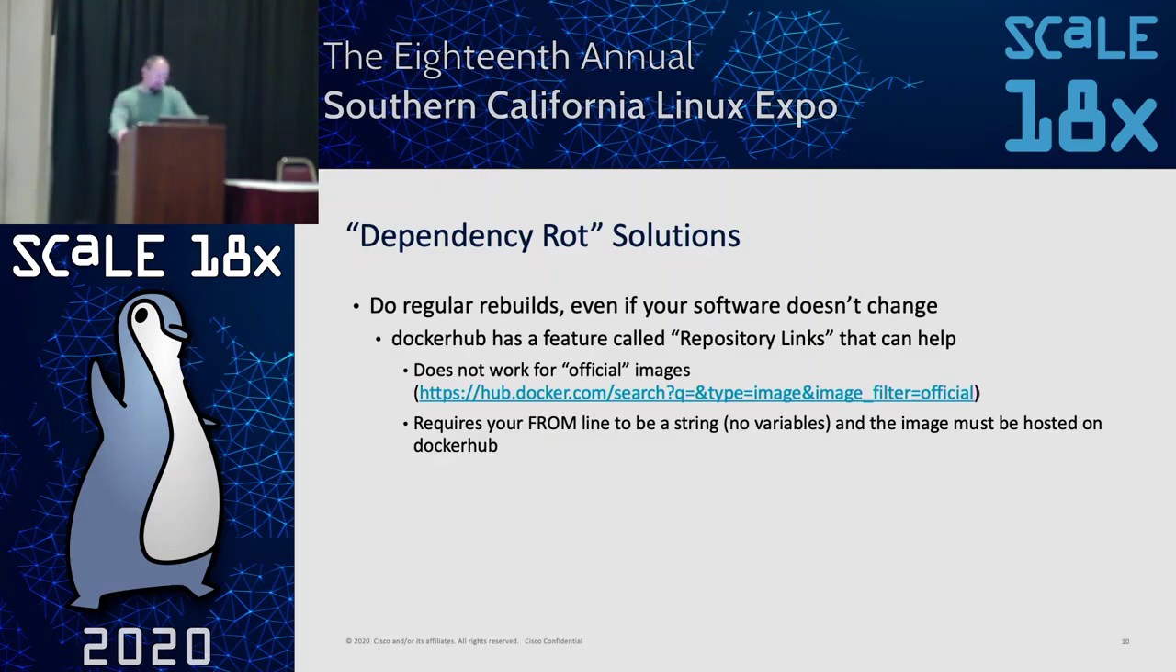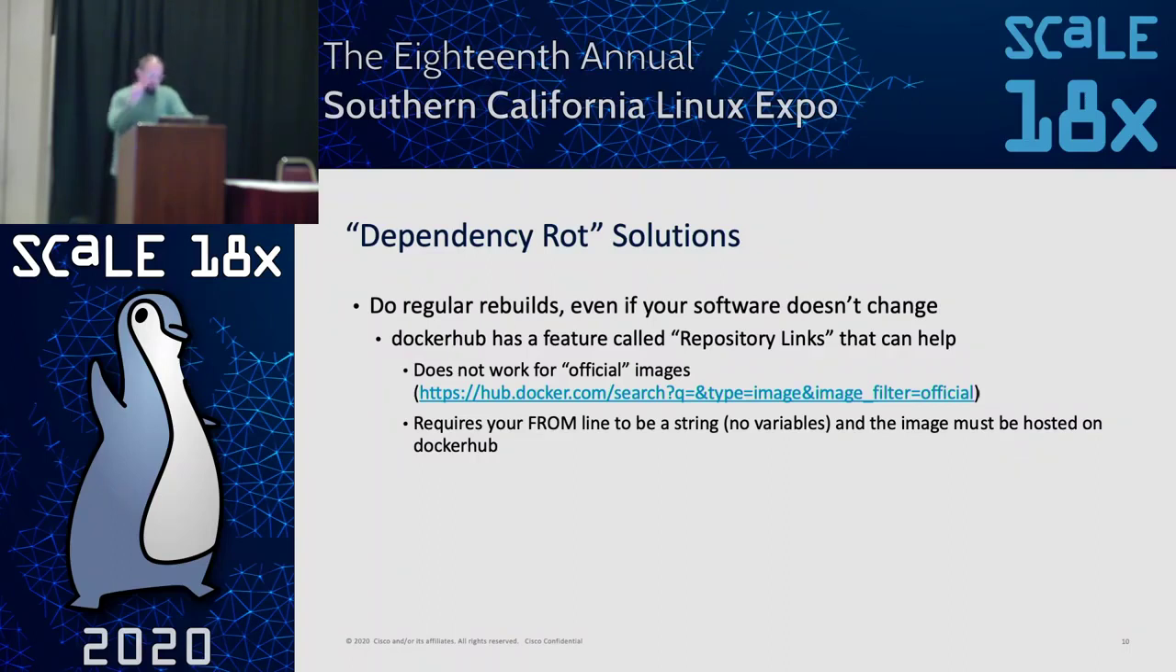Docker Hub does have a feature, if you use Docker Hub, called repository links that can help. You can build a dependency between containers that way. There are some limitations to it. It does not work for what Docker Hub considers official images, and there's a link to what those are. It's kind of hard to know what is an official image short of just pulling up that link, but unfortunately a lot of the base OS images are considered official images.